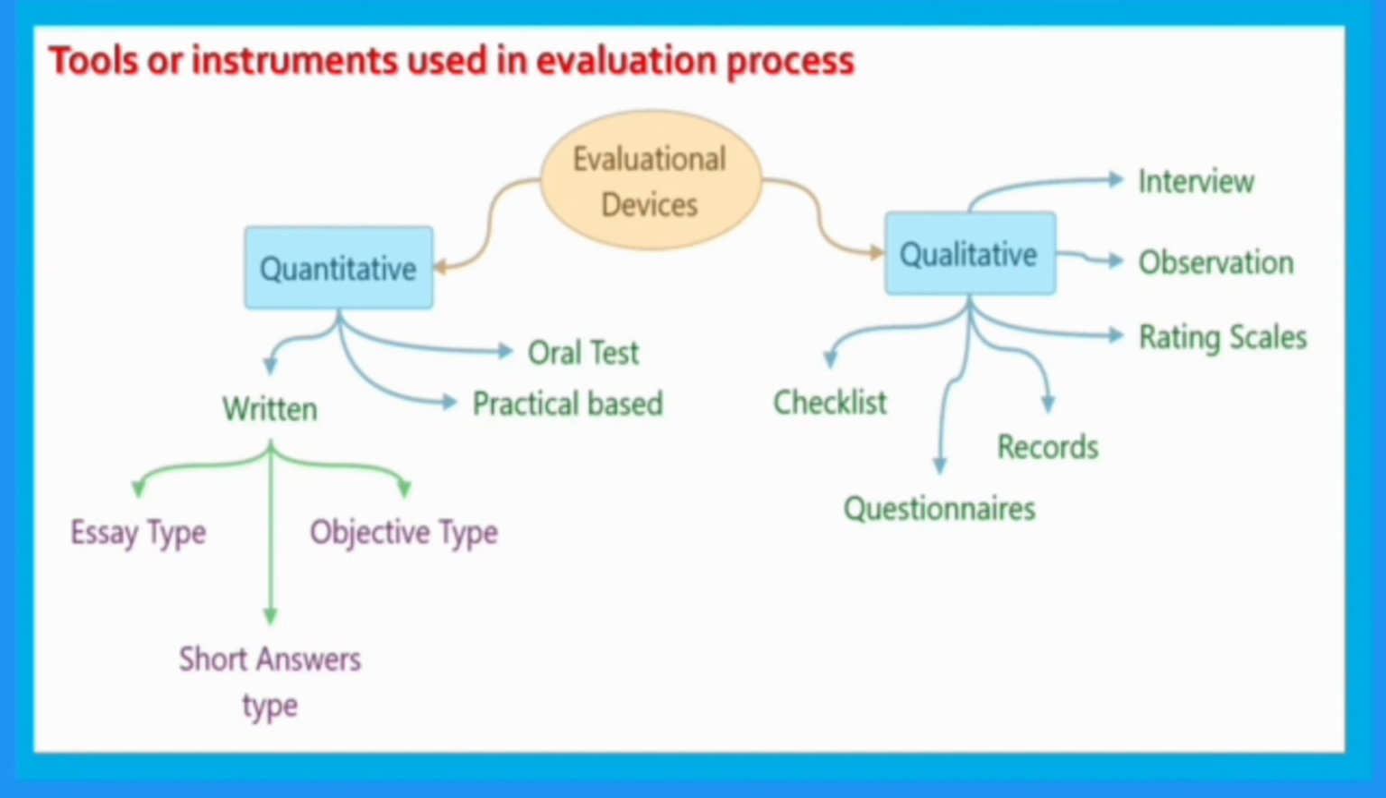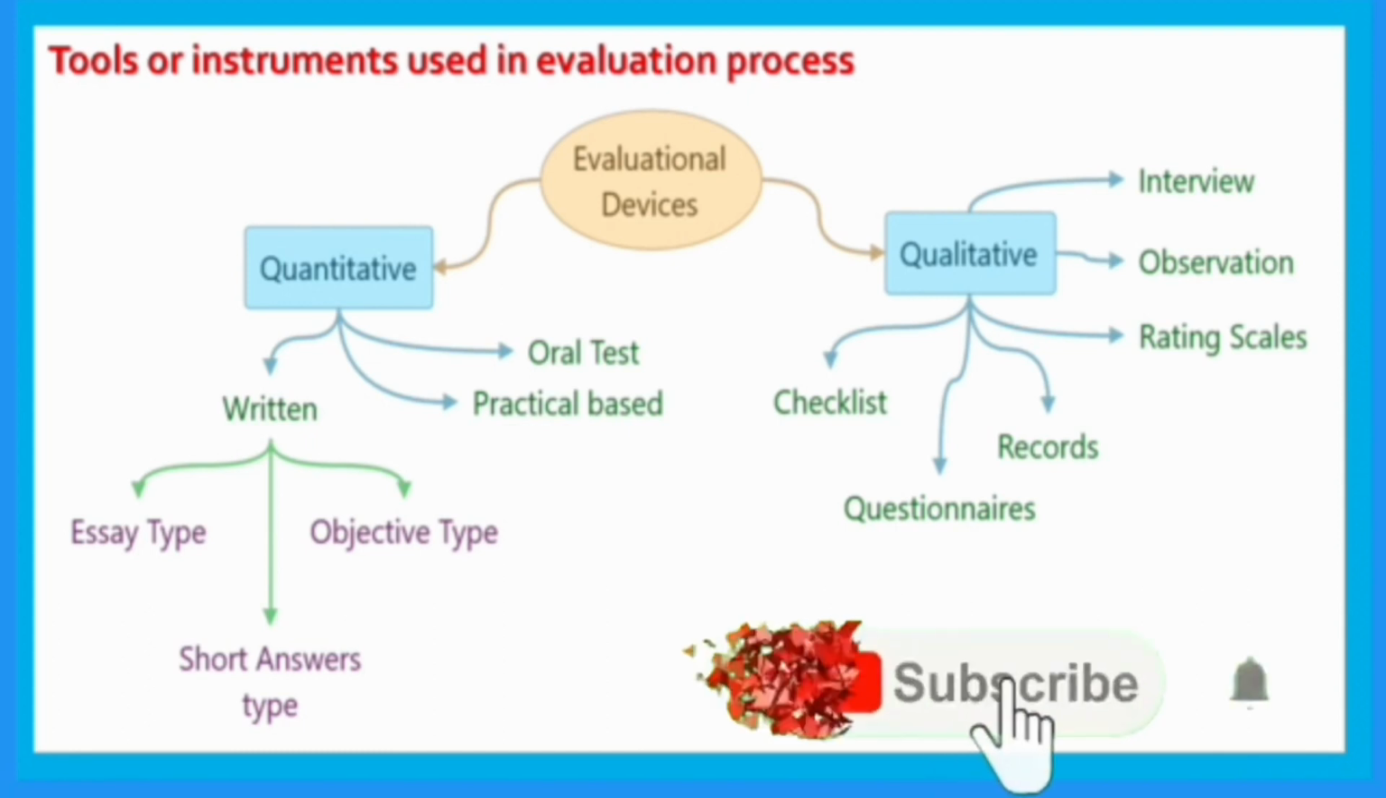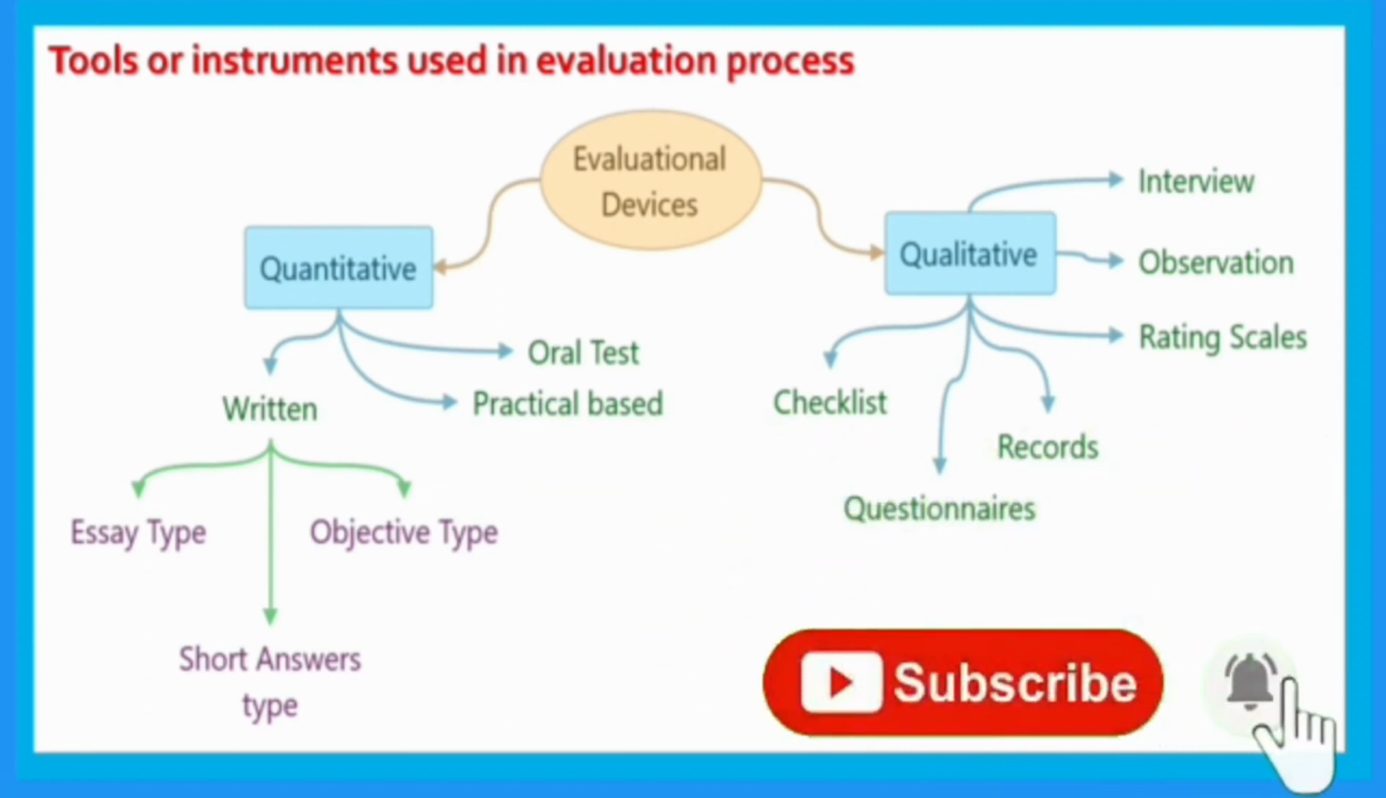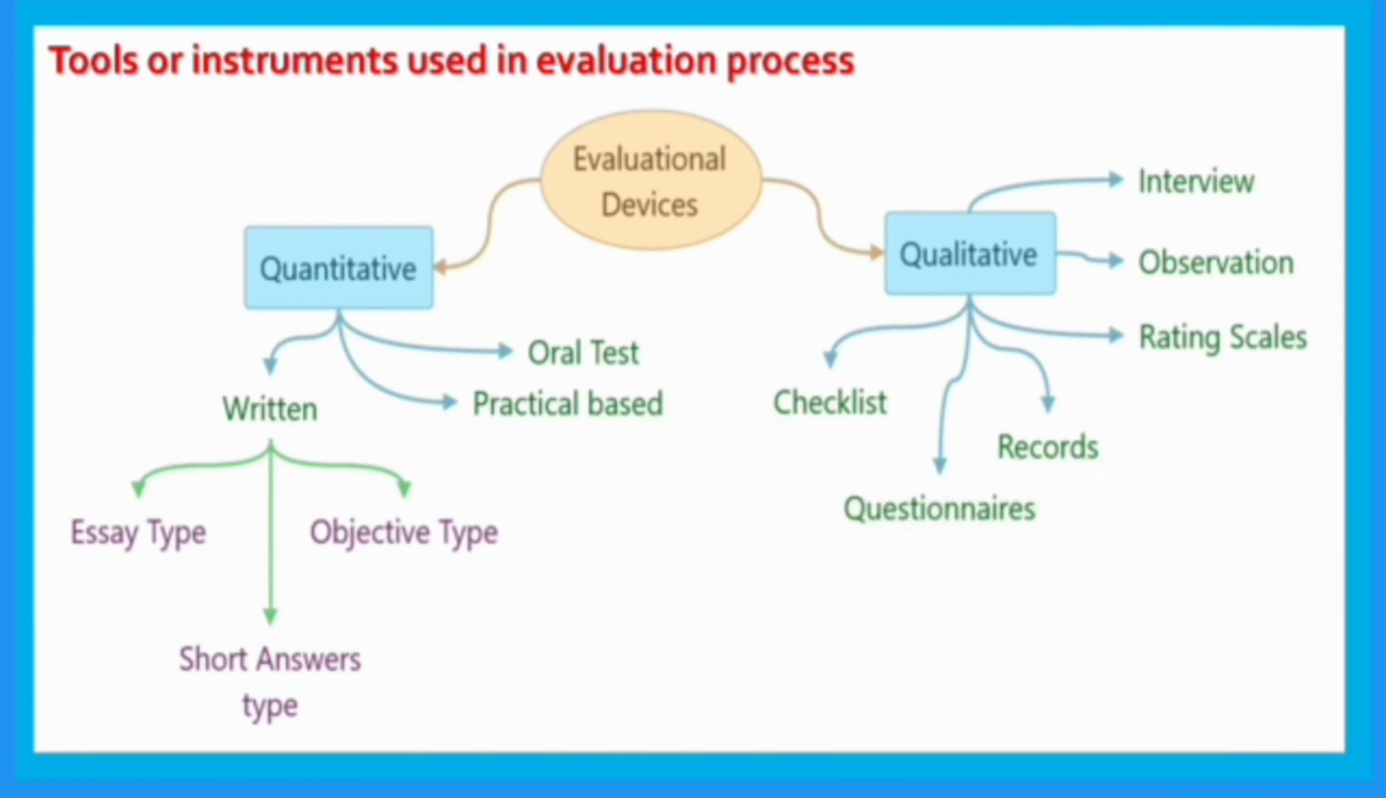In quantitative technique, different tests are included, that are written test, practical based test and oral test. In written test, there are essay type test, short answer type test and objective type test. But in qualitative devices, the tools or instruments are interview, observation, rating scale, checklist, records, and questionnaires. These are the evaluation devices the teacher uses in the classroom situation and the researcher uses for data collection.